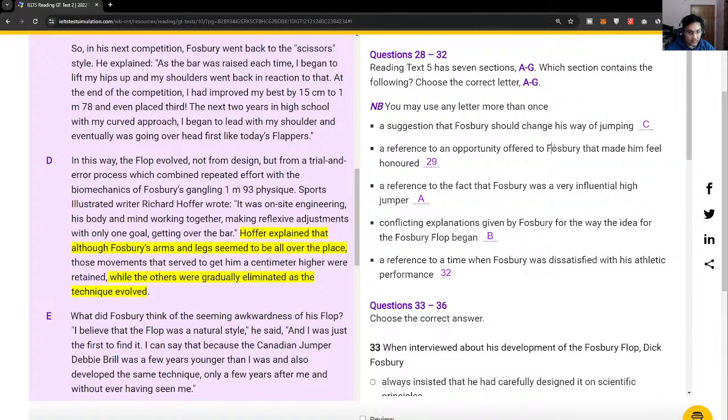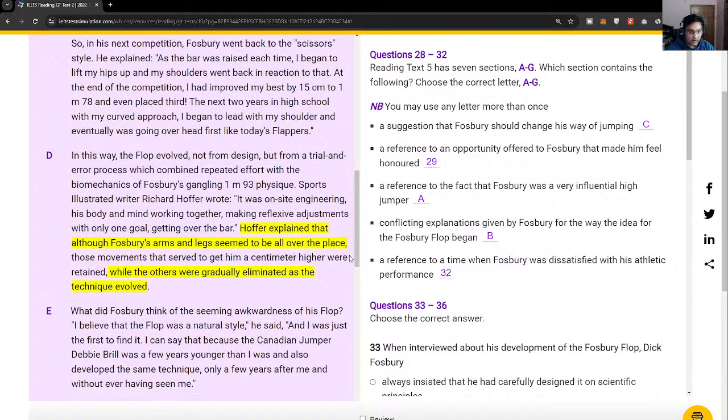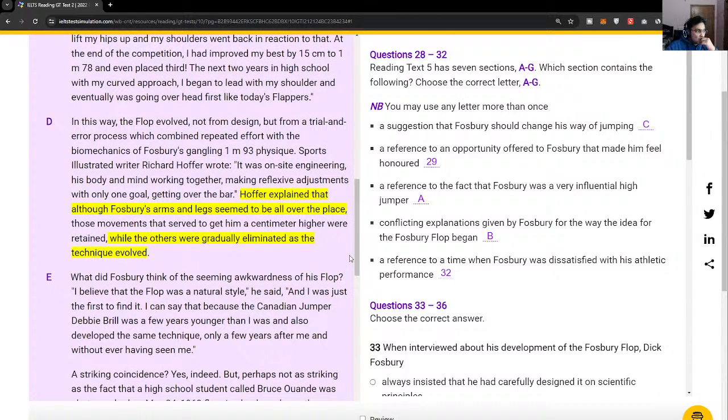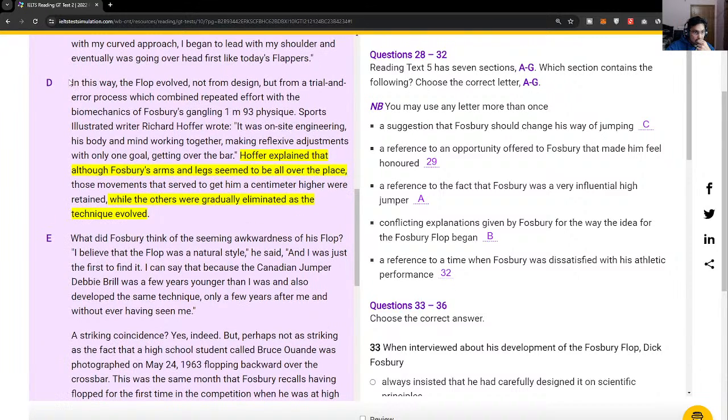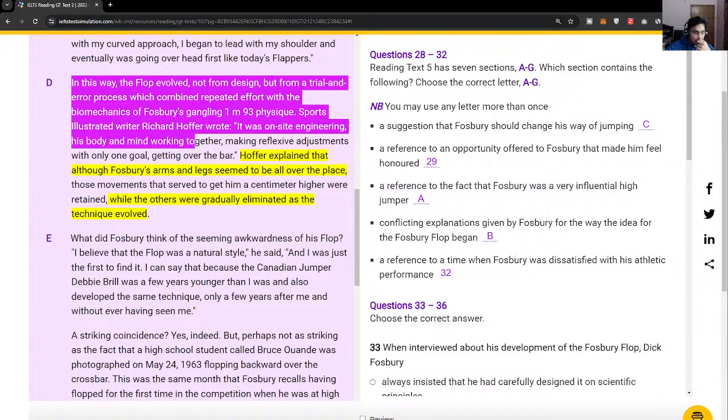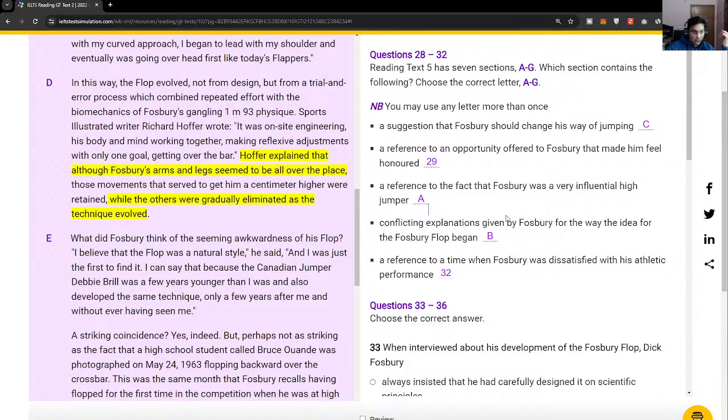Opportunity to Fosbury, dissatisfied. No, none of this is matching that.